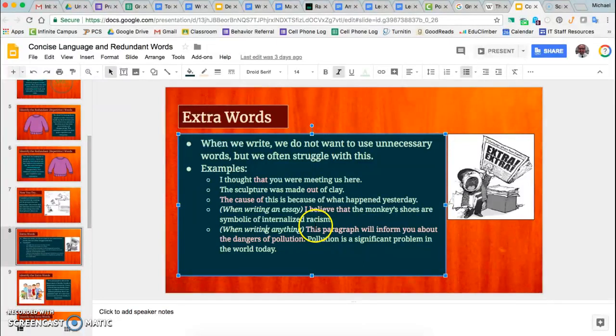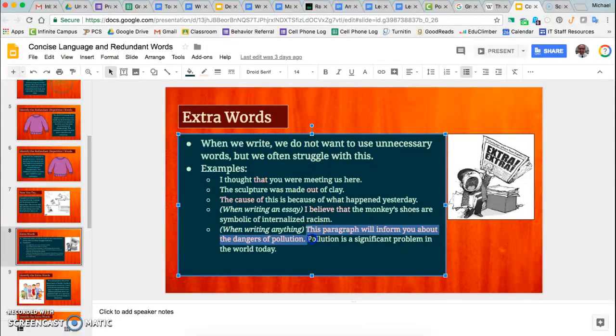When writing absolutely anything, you should avoid sentences like this. Okay, this whole thing could come out, and people do this quite often because they don't know what to say, and they're using it just to get their thoughts in order, but it ends up sounding really pointless. Okay, so this says, this paragraph will inform you about the dangers of pollution. Pollution is a significant problem in the world today.